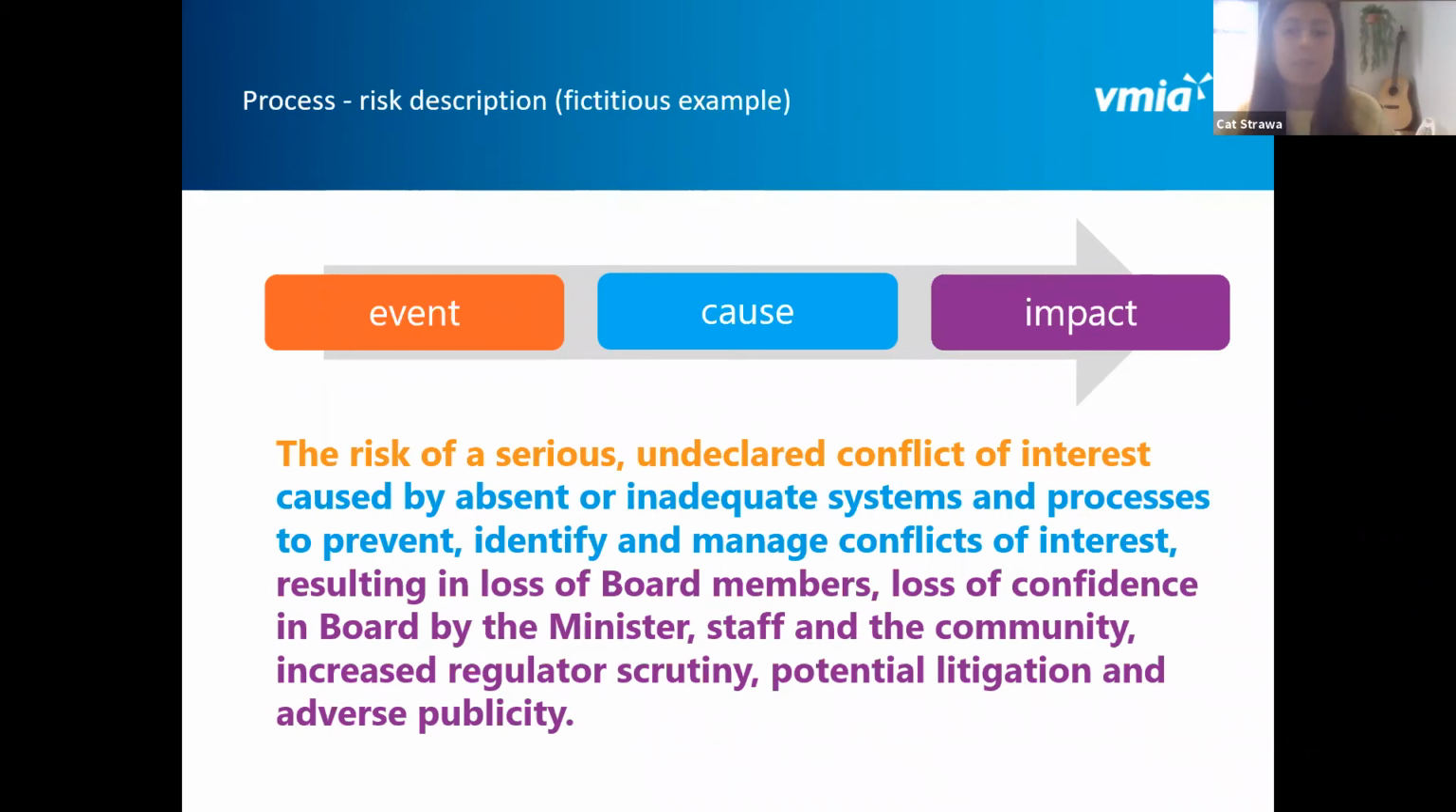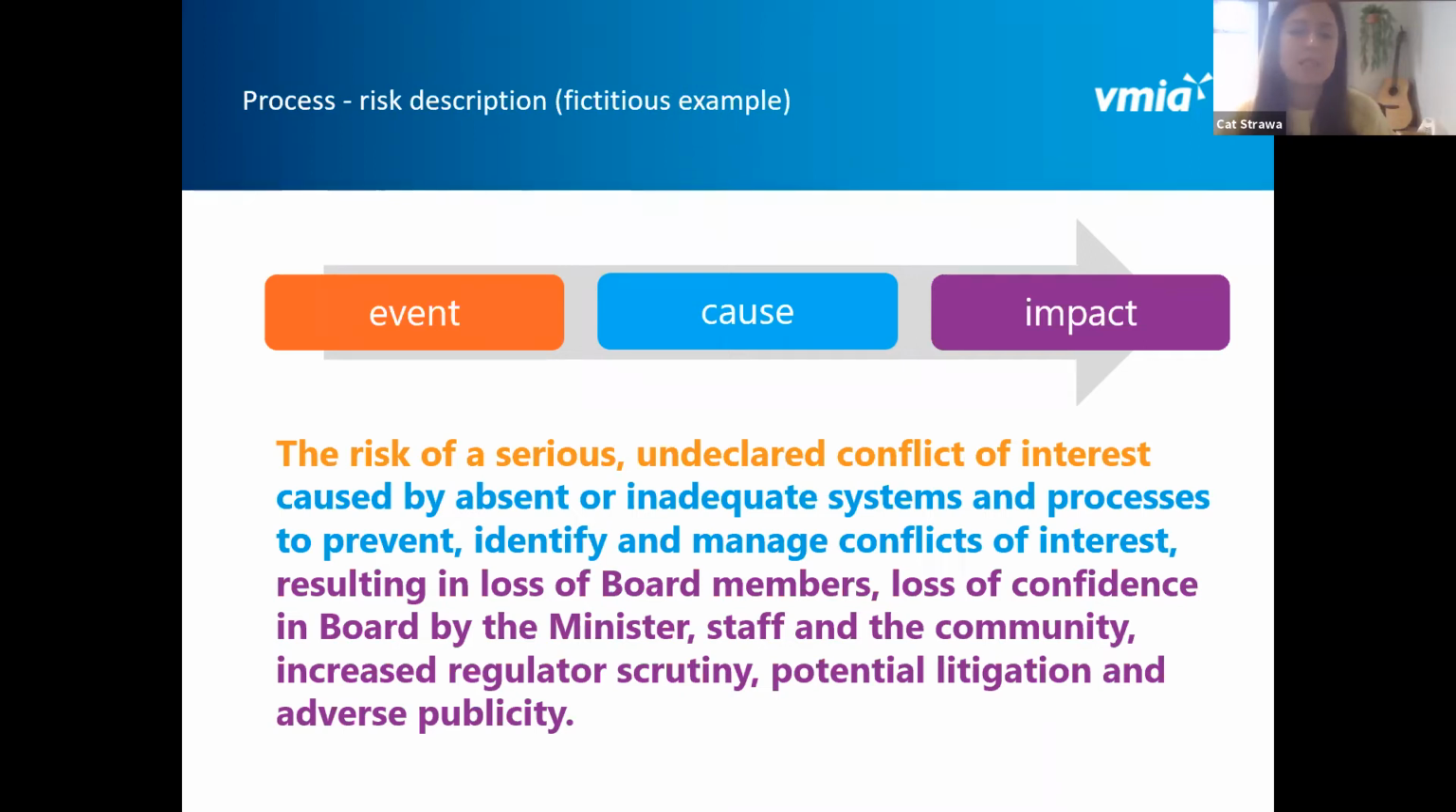And then the potential impacts. We may lose board members, we may suffer a loss of confidence, we can have increased regulatory scrutiny, potential litigation, or maybe negative media attention. But with a clearly articulated and full risk statement like this, the ones in your organisations will probably be more specific. This is quite a general one.